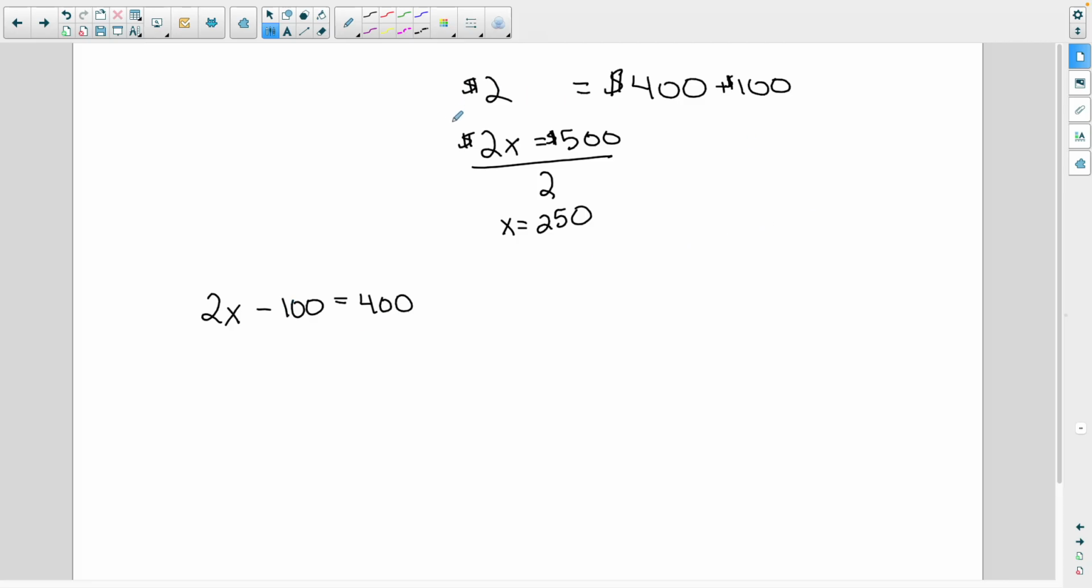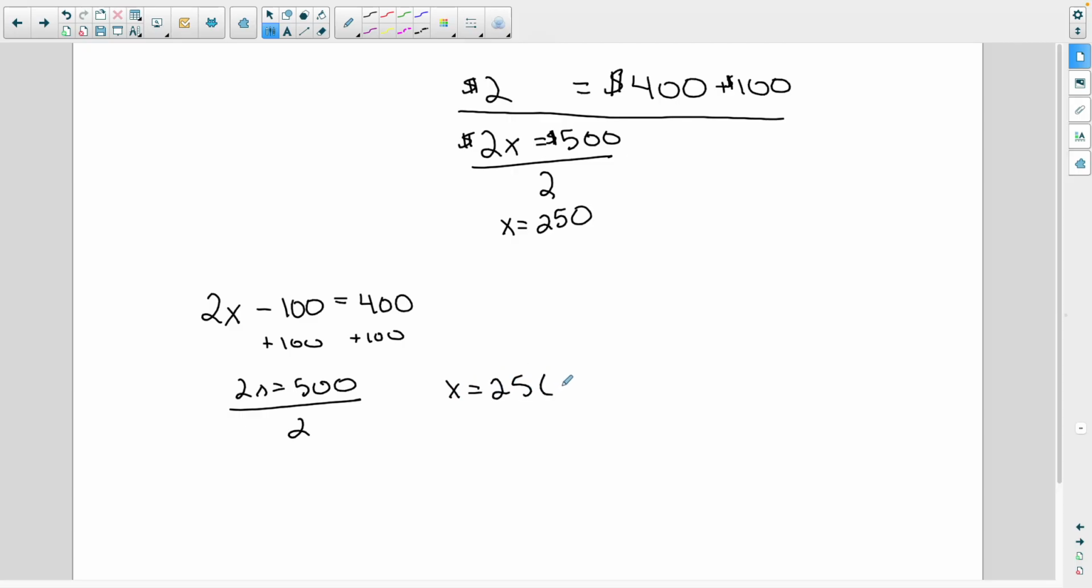This is a preview of how to solve this. 2x minus 100 equals 400. We add 100 to both sides, and get 2x equals 500. Divide by 2, and then x is 250. No different. All right, so let's do another process here.